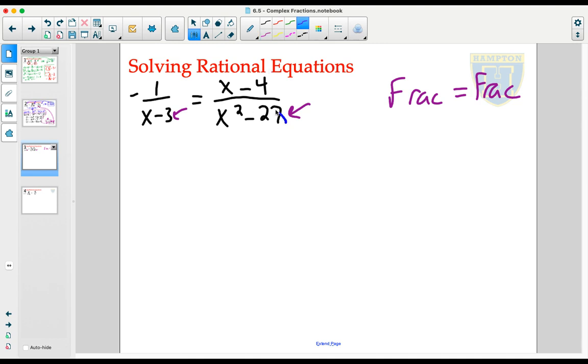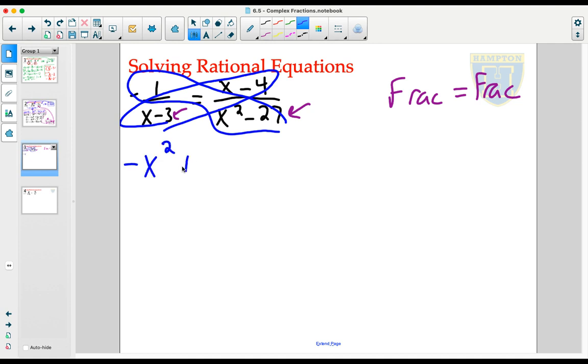So cross multiplication says numerator times the denominator and numerator times the denominator. Our first multiplication gives us negative x squared plus 27. That's negative 1 times x squared minus 27. And the second one gives x minus 3 times x minus 4.